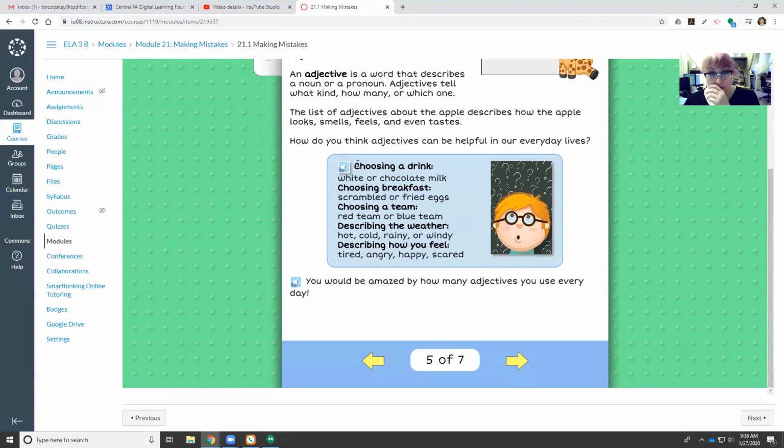So you can learn more about how adjectives work in real life down here. So like, for example, choosing a drink. You could say milk, but you describe it by saying what kind of milk. White milk, chocolate milk. So there's that separation, that difference, the extra description.